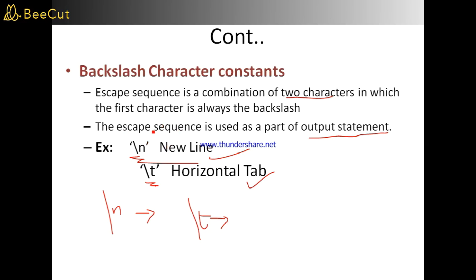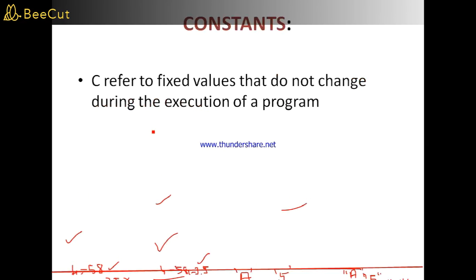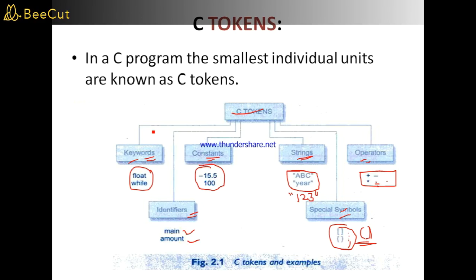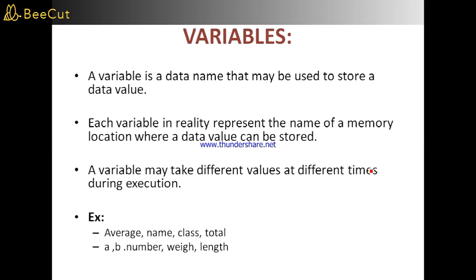Okay, most commonly these kinds of characters are used to set the output statements. So that's all about the constants. So the first part of C tokens, that is keywords, we discussed, identifiers we discussed, as well as the constants. Along with that we have already discussed the strings, the special symbols, and the operators. So let me move on to the new topic, that is variables.